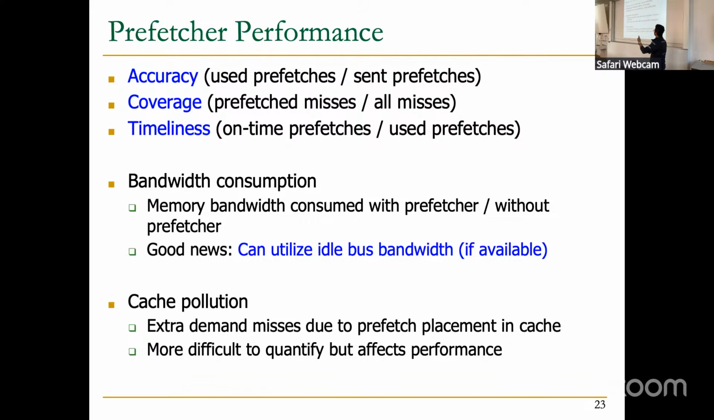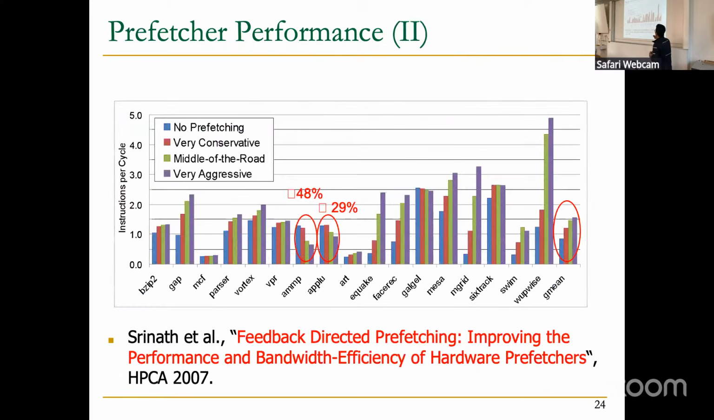If you have high accuracy, high coverage, then maybe your timeliness can go down, and so on and so forth. So these three by itself is very hard to optimize. And then when you start considering these two metrics, then it becomes an even broader challenge. So this is one example of that broader challenge.